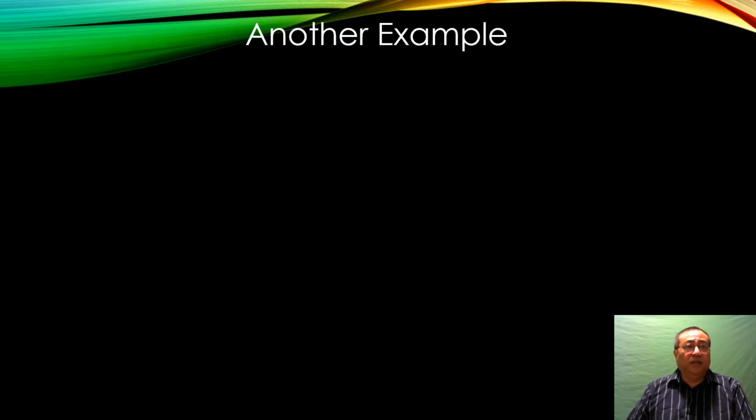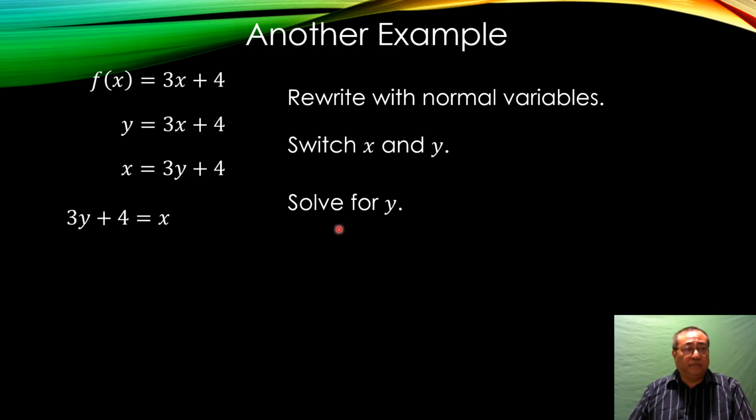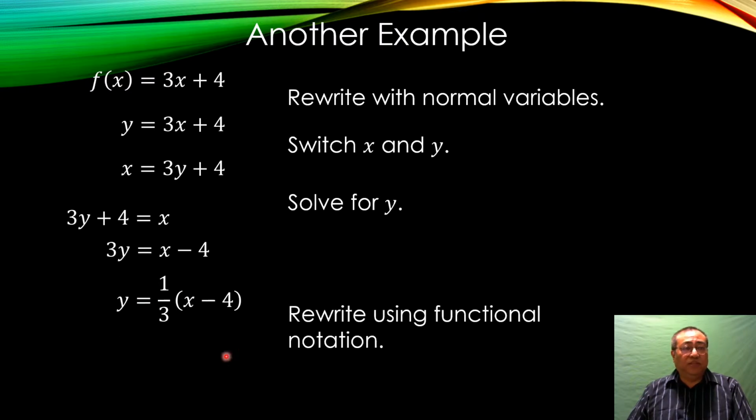Another example. Now this is using functional notation, but it does get in the way. We're going to rewrite it with normal variables, and then swap them. So this is the original function, and we get to this. If you skip this step, that's okay. So we swap the x and y's, and then you solve for y. Move everything to the left, and so you have this new function.